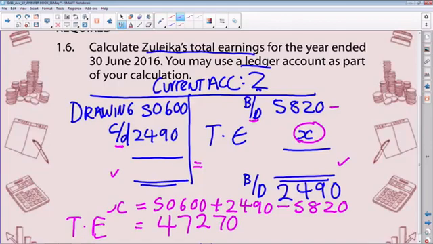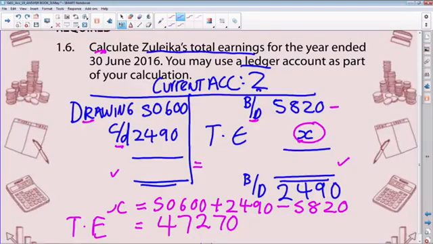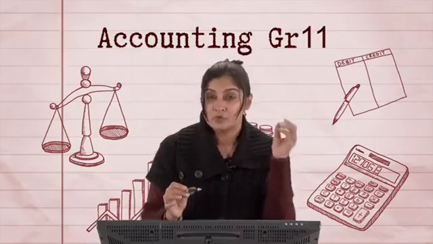Now, you would have noticed while drawing up this ledger account, I didn't pay much attention to details. The contra accounts, the details, I'm not really worried about that, because the question is telling me to calculate a figure. It's not telling me to draw the current account. There's a big difference between the two. It's also telling me you may draw a ledger account as part of your calculation. So even though I've used the ledger account, I've used it purely for calculation purposes. Hence, the details are not as accurate as when I draw a proper ledger account. I want you guys to remember that.